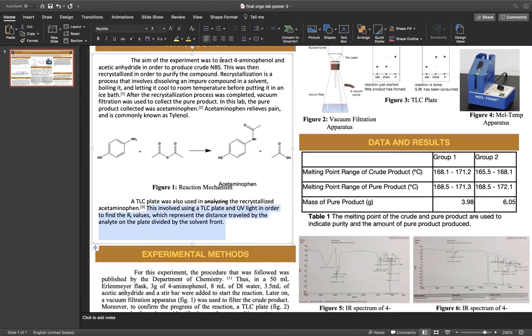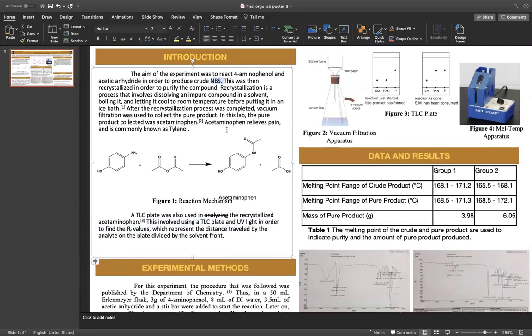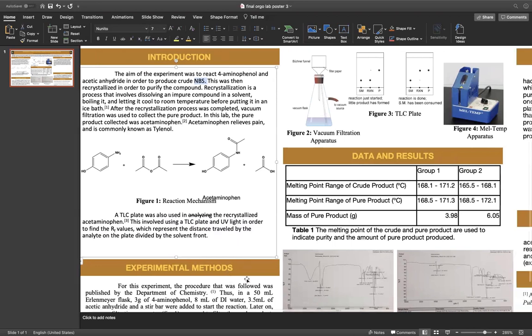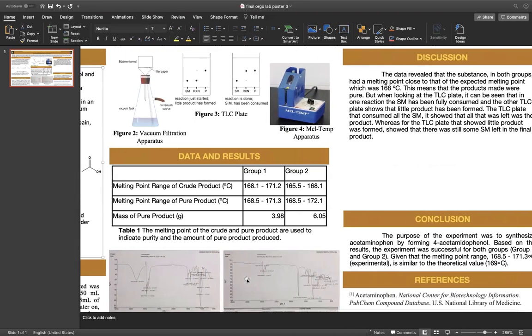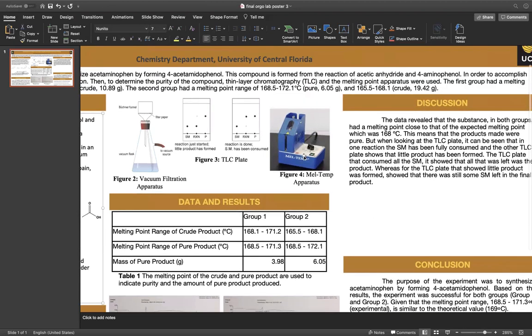And it seems like this person copied and pasted from a different poster. It says in order to produce NBS, right? Make it simple, make it straight to the point. You don't have to include a whole lot of info, but you definitely want to make sense. The way you write tells us whether or not you know what you're talking about. So this was not a great poster.